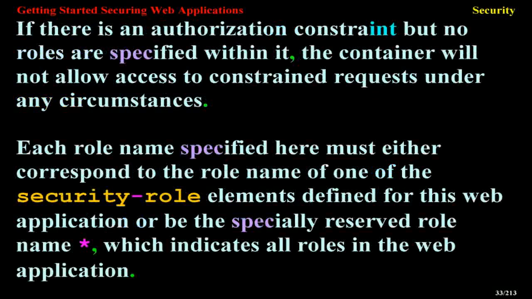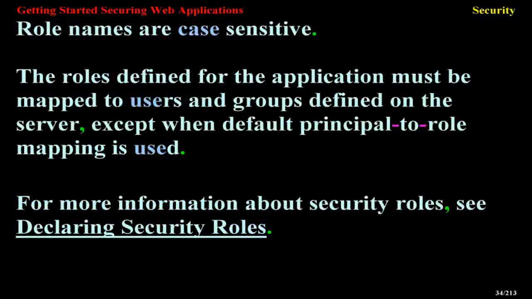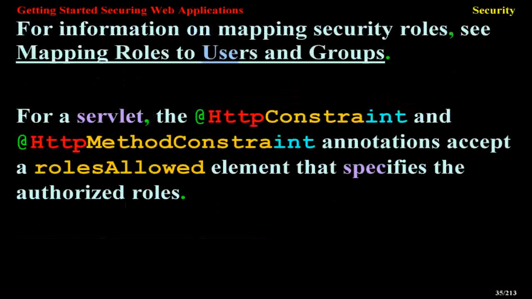Each role name specified here must either correspond to the role name of one of the security-role elements defined for this web application, or be the specially reserved role name, which indicates all roles in the web application. Role names are case sensitive. The roles defined for the application must be mapped to users and groups defined on the server, except when default principal-to-role mapping is used. For more information about security roles, see Declaring security roles. For information on mapping security roles, see Mapping roles to users and groups.